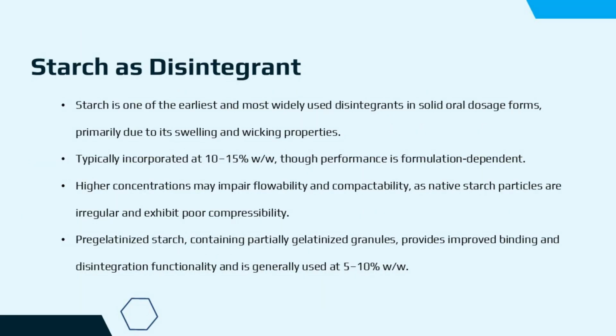Starch is one of the earliest and most widely used disintegrants, relying on its natural swelling and wicking properties to promote tablet breakup. It is typically added at 10 to 15%, although its performance can vary with formulation. At higher levels, native starch may reduce flow and compactability because of its irregular particle shape and poor compressibility. Pregelatinized starch offers improved binding and disintegration efficiency and is generally used at 5 to 10%.